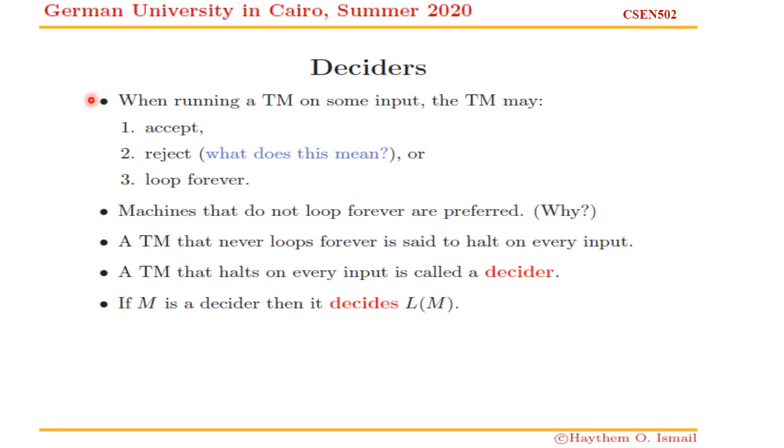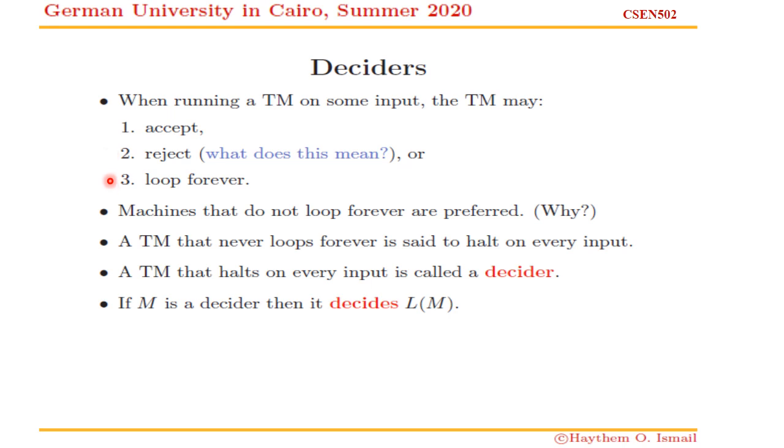Okay, so let's go back and remember what we said. We said that when you run a Turing machine on some input, three things can happen. It can accept the input by entering Q accept and thus halting, or it can reject the input, and the only way it does that, you have to take care, the only way the Turing machine can reject an input is by entering Q reject. And of course, once it enters Q reject, it will halt.